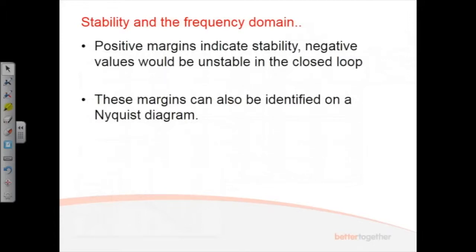Positive margins indicate stability. Negative values would say, I wouldn't close the loop if I were you, because this thing's going to be unstable. It's a little bit difficult. You need to get your thoughts sorted out about what's a positive margin, because with a phase margin we're talking about, can I put in a positive quantity of a negative thing? Okay, so we're talking about, can I put in any more phase lag?